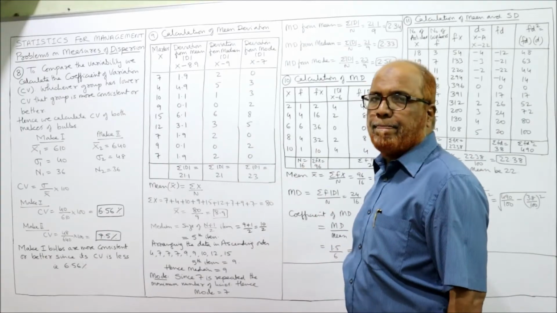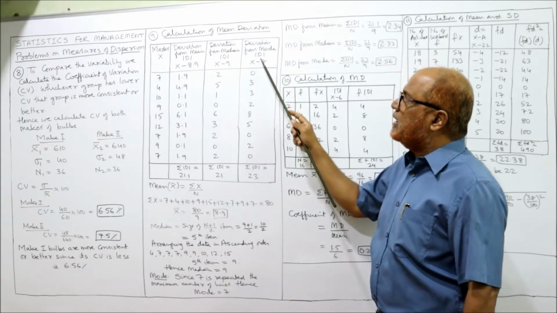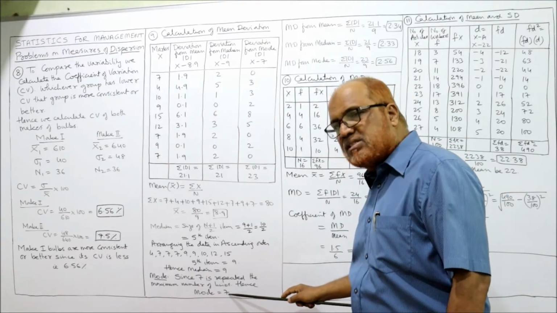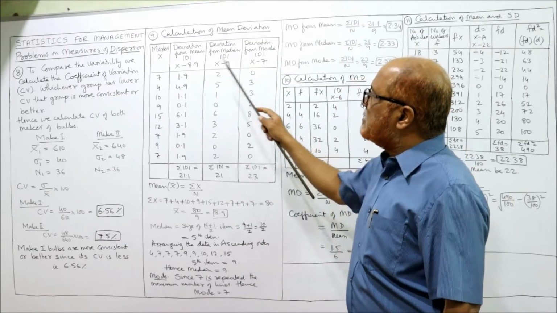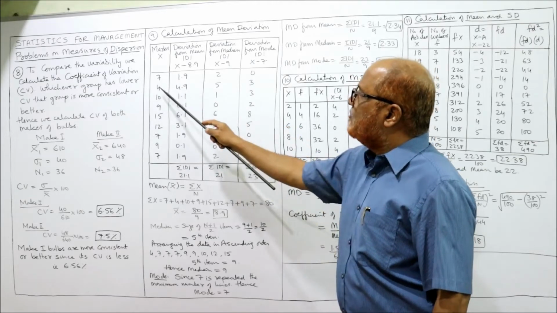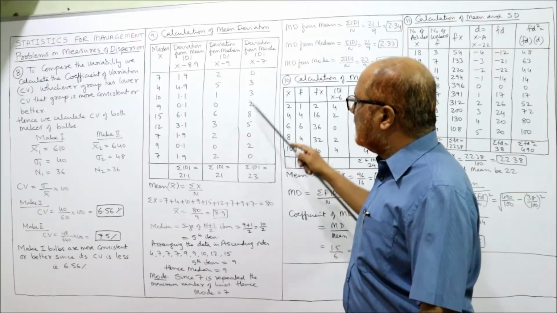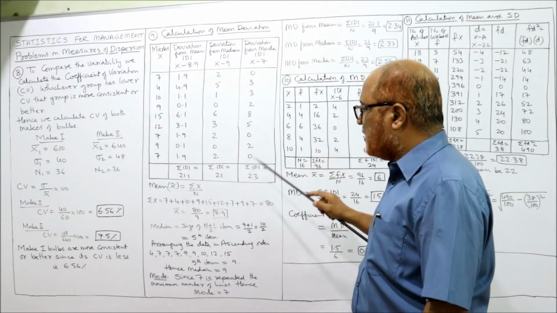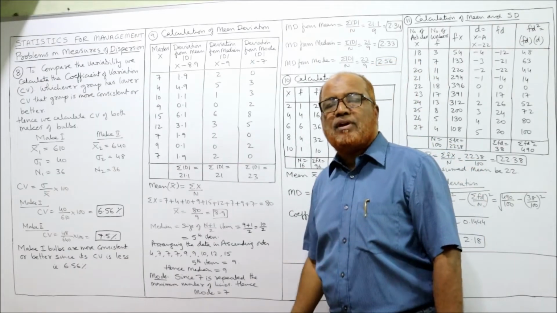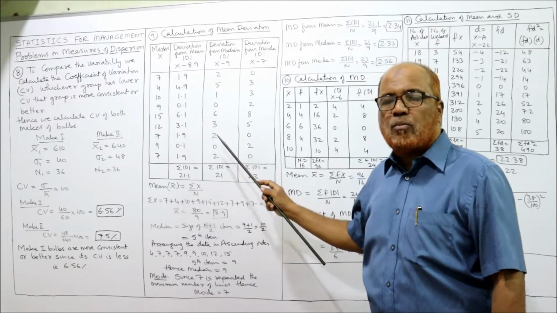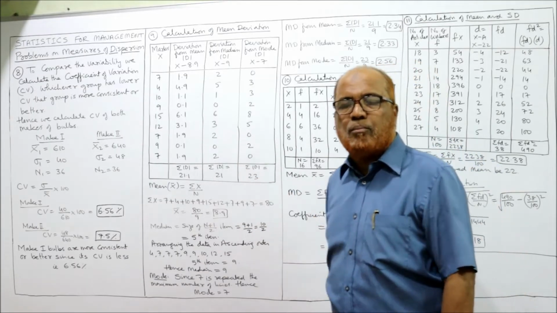Now mode. Deviations from mode, mod D is x minus mode. What is the value of mode? 7. So x minus 7: 7 minus 7 is 0, 4 minus 7 is 3, 10 minus 7 is 3, ignoring the sign. Take the total, summation mod D is 23. So we have calculated summation mod D from mean, median, and mode.